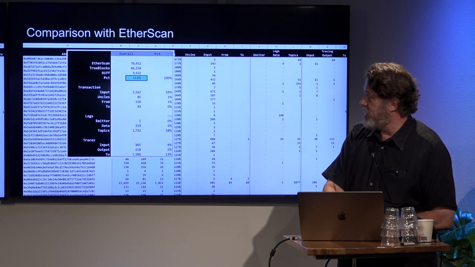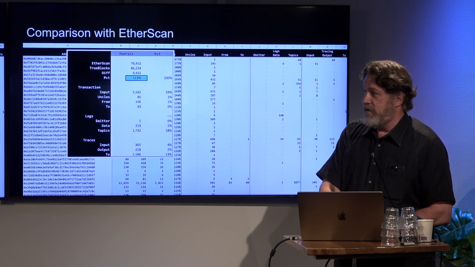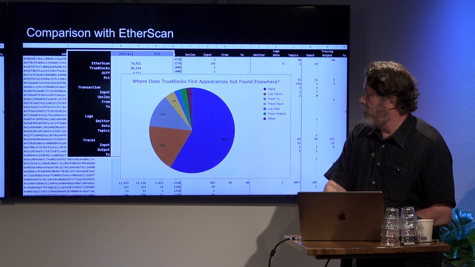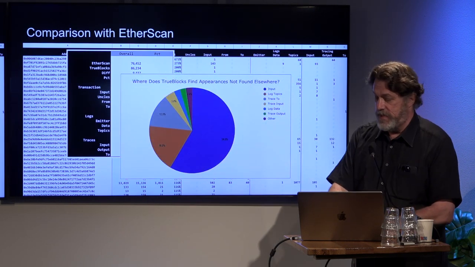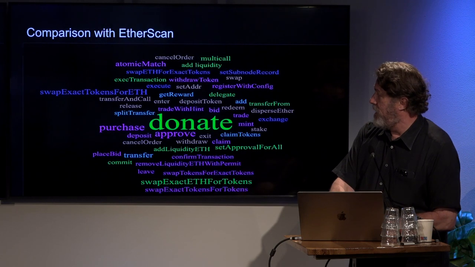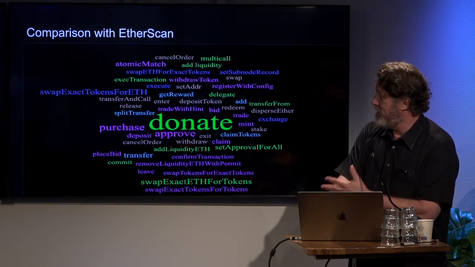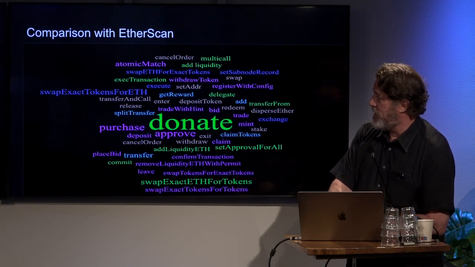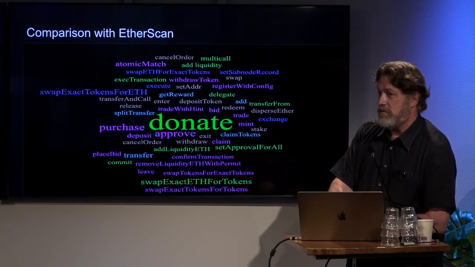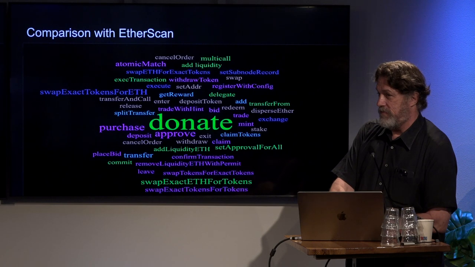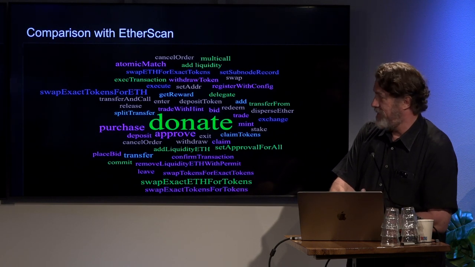We compared ourselves to Etherscan. We did 5,000 addresses, and on average, we find 13% more transactions, almost all of them in that input data that we look at. And then we looked at why they were missed, and a lot of these transactions that are being missed by regular indexers are financial-related functions, and that's why reconciliation doesn't work on most platforms, because they're missing financial transactions.